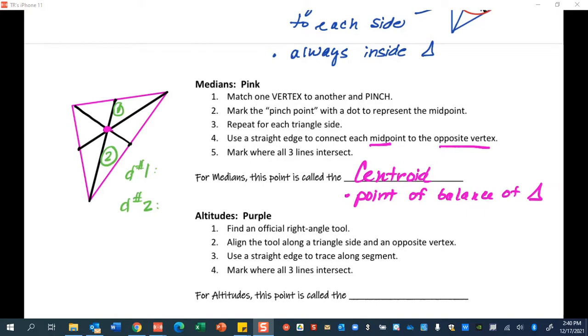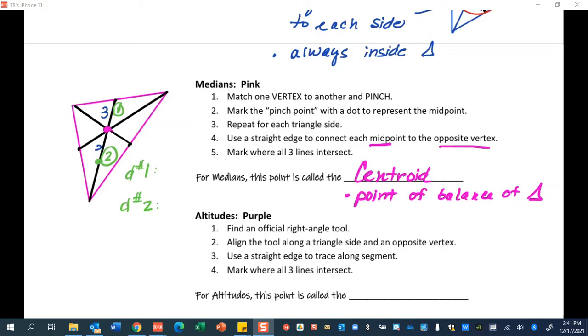The centroid, that point of concurrency, divides the medians into a segment that is 2/3 the distance from the vertex. I find that confusing. What I would rather do is recognize the fact that segment 1 is half of the distance of segment 2. So if I had a measurement where this one was 3, what would 2 be?